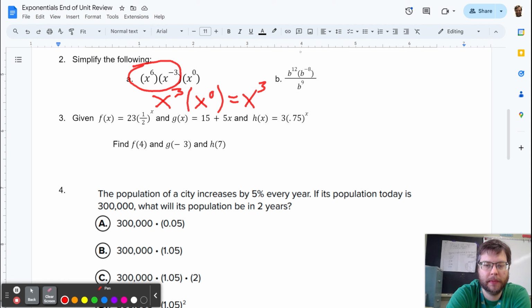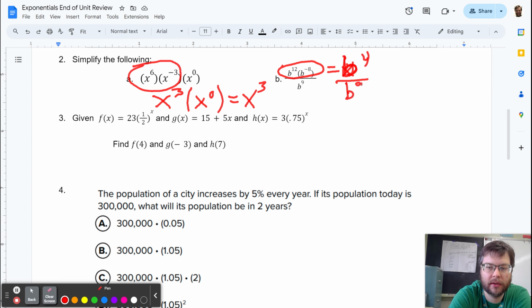Okay, let's do part B. What do I do when I multiply two things with the same base? I add the exponents. So it should be b. I don't know why I wrote x. 12 plus negative 8 is 4. Did I do anything with the 1 over b to the ninth? Nope, so I just write it down again.